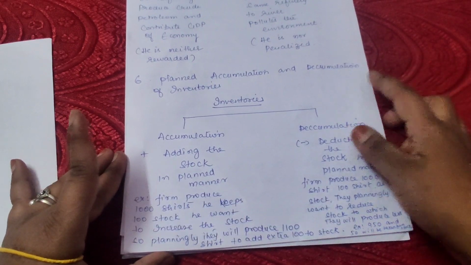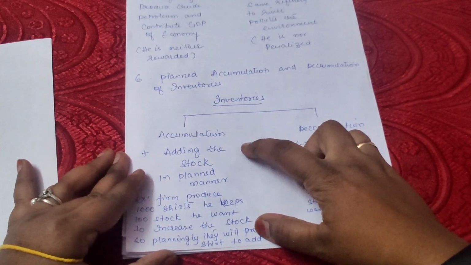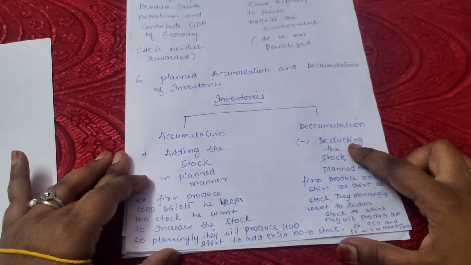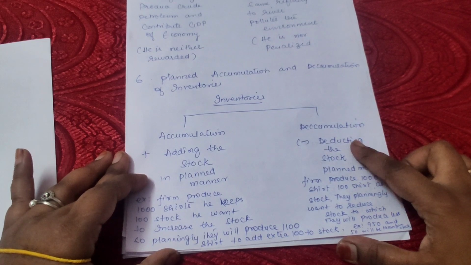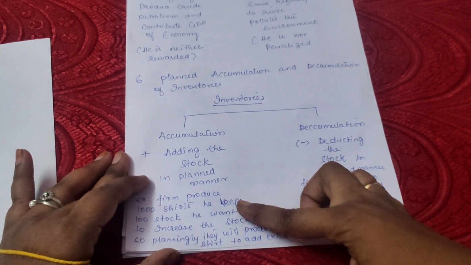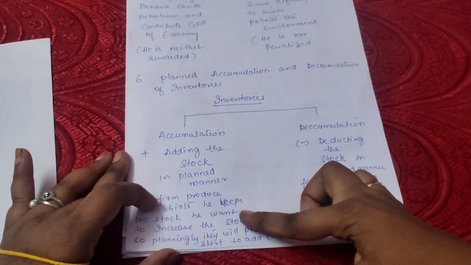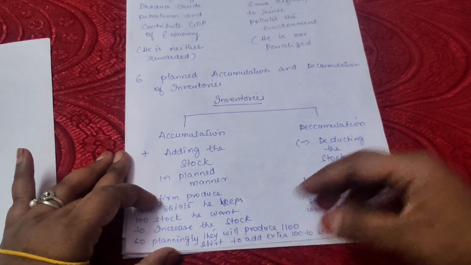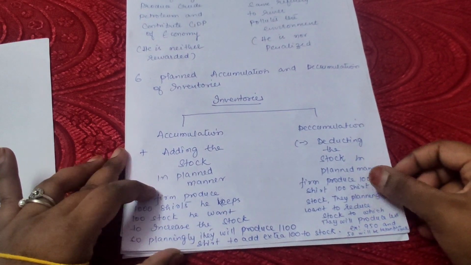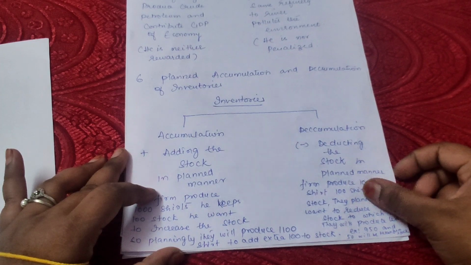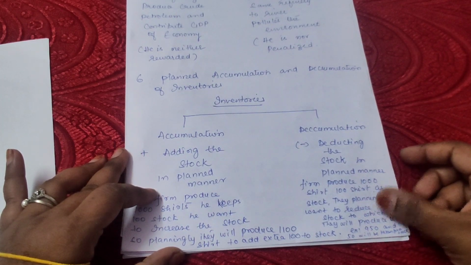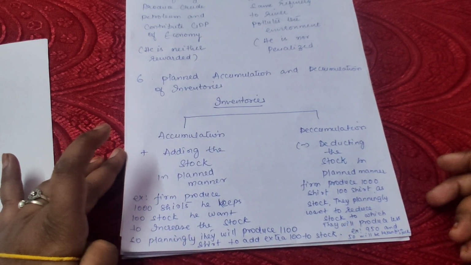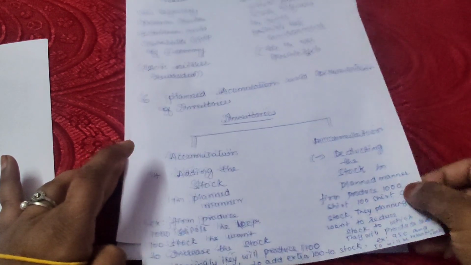Planned accumulation and decumulation of inventory. Accumulation means by planning we add to the stock in a planned manner, and by plan we deduct from the stock, which is called decumulation of stock. For example, the firm wants to increase the stock, so it will produce 100 shirts extra so that they can add 100 shirts to the stock. Similarly, if the firm wants to reduce the stock, it will produce less so that they can take out more shirts from the stock. So this is called planned accumulation and decumulation of inventory.